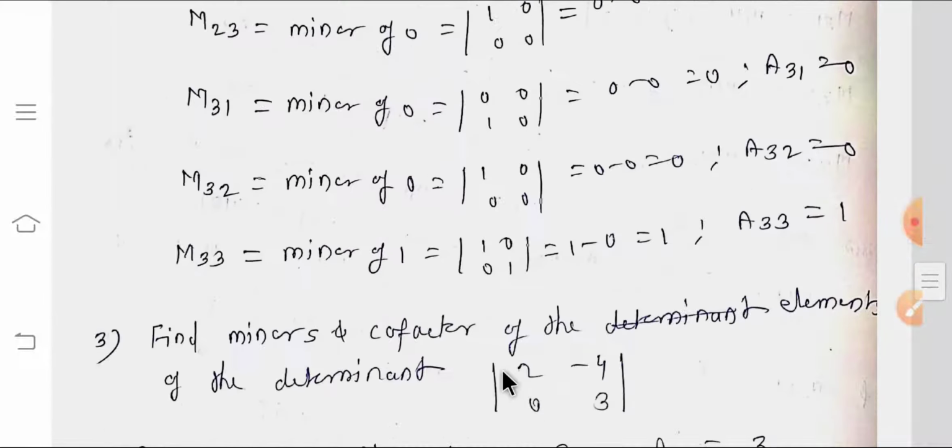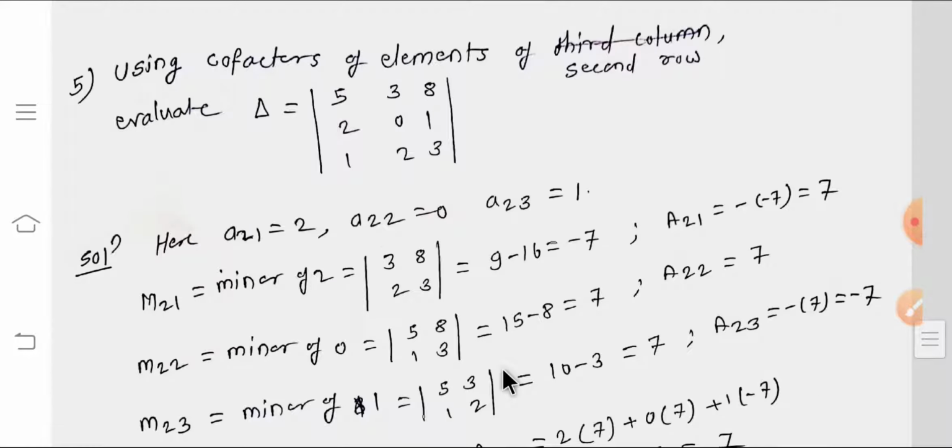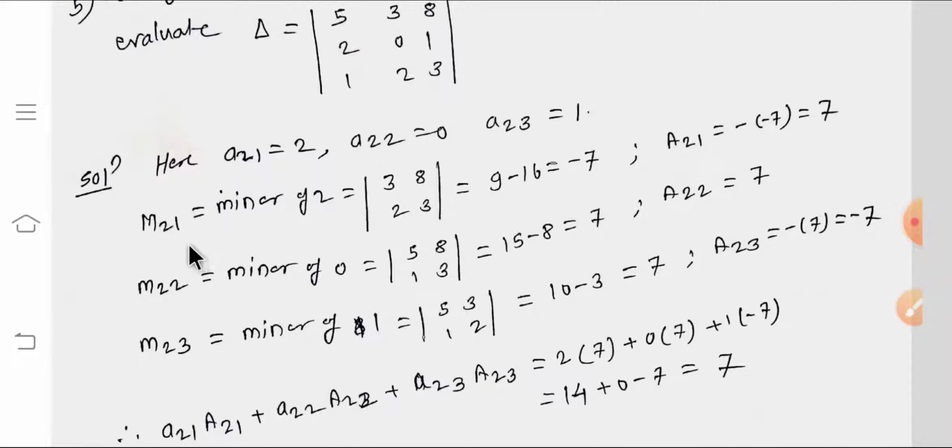Next, here is one example. Using cofactors of the elements of the second row, evaluate delta. By the second row, we find the cofactors of the second row elements 2, 0 and 1, and then multiply them with the corresponding elements 2, 0, 1. Their sum is nothing but the value of the determinant, by the second note. First we find the minor of 2.